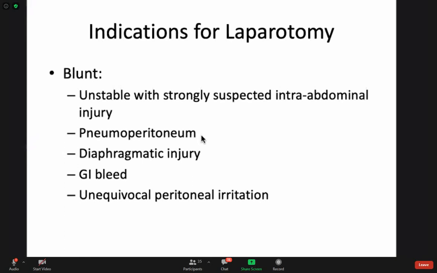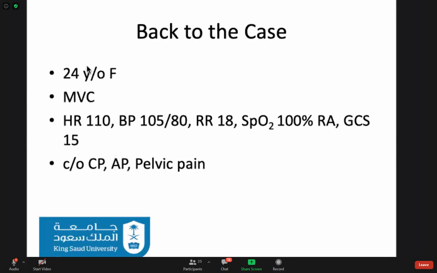For blunt trauma, if the patient is unstable with a strongly suspected intra-abdominal injury, if the patient has pneumoperitoneum, diaphragmatic injury, GI bleed, or unequivocal peritoneal irritation, these are all indications for laparotomy in a blunt abdominal trauma patient. Back to the case.